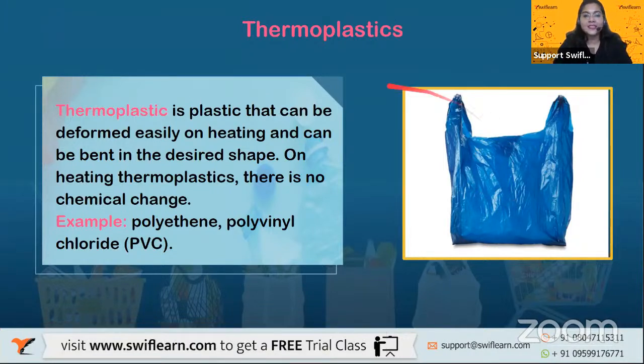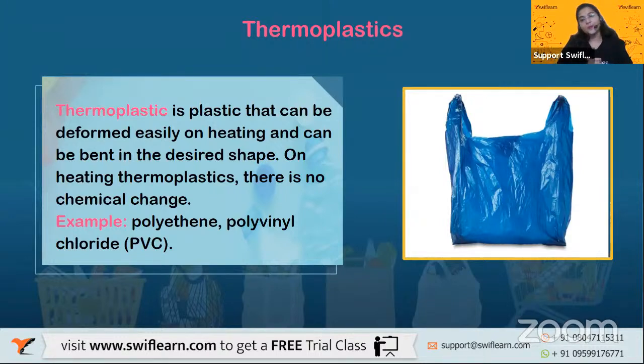And the second example is polyvinyl chloride, that is PVC. We have heard of this word, right? PVC tube, PVC pipes and all. So where can we use this PVC?